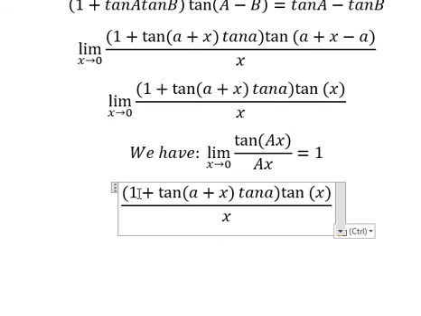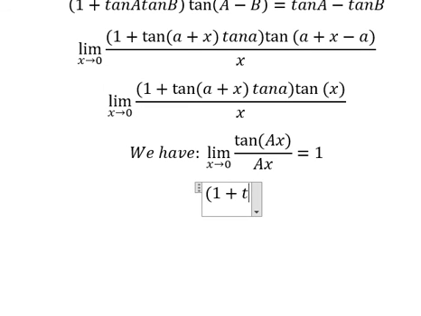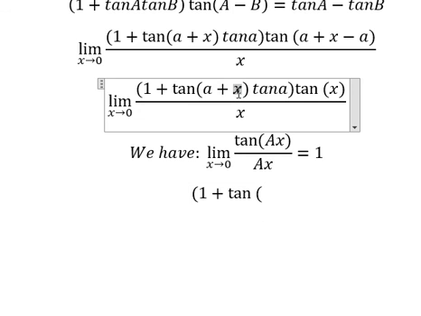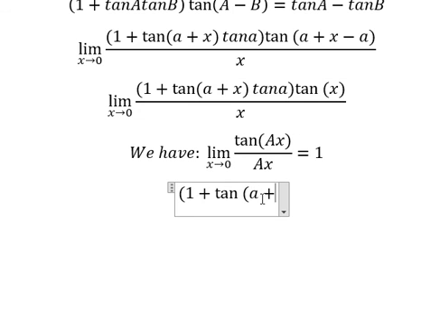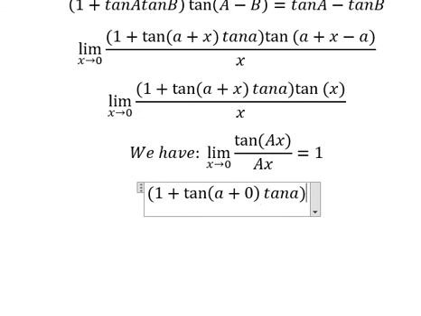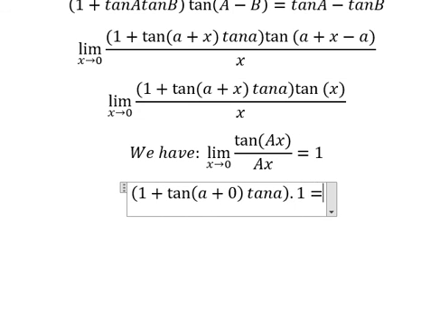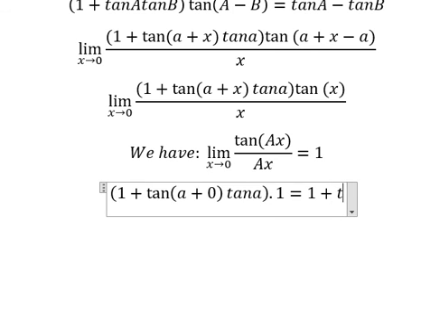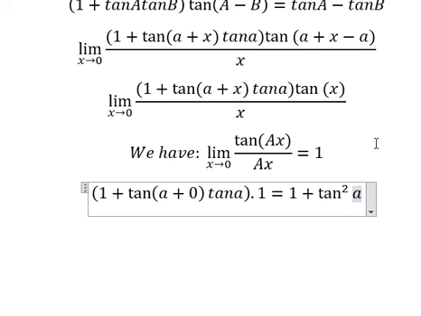And now we have the final answer. We put s approaching number 0 on here. And now we have 1 plus tan a square. And this is the final answer.